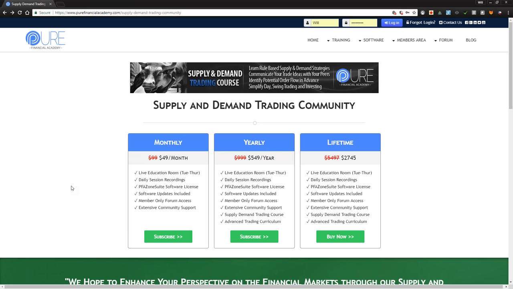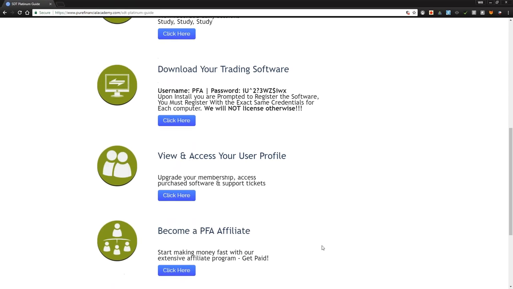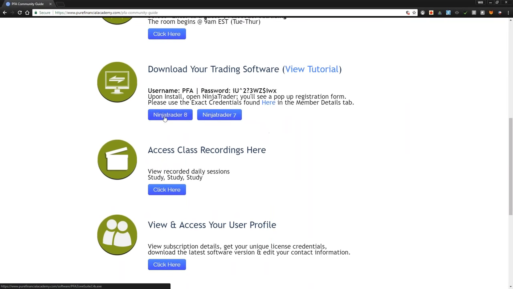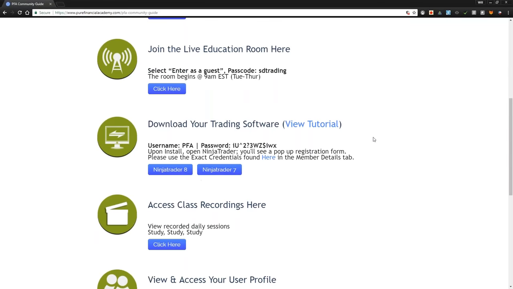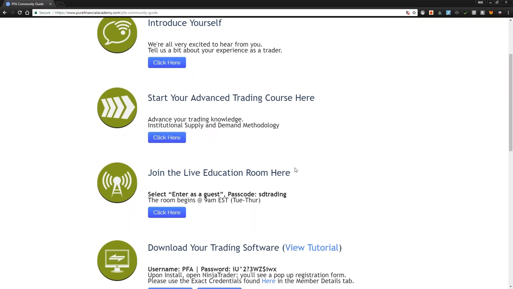You'll then have instant access to everything included in the plan, and you'll receive a welcome email and be able to download. Everything is included in your user profile, and it's extremely user friendly. I can walk you through that if you want. I can log in here. As you can see, we have very user friendly information: what to do now, start this, join the room, recordings, download your software. If I go to the community guide, there's NinjaTrader 8 and NinjaTrader 7 that you would have access to. It's all very straightforward, and you can download the software right from there. This is how you would do that.